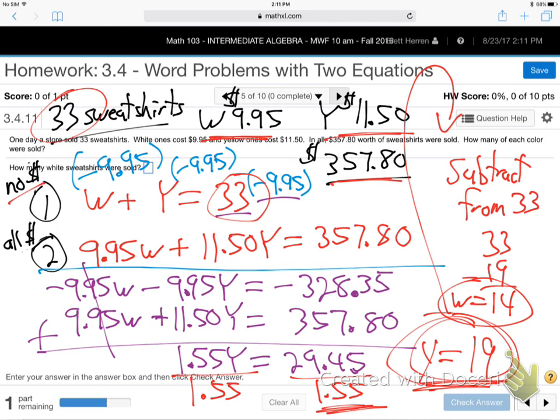So that's the first kind. We're going to do 3 kinds of word problems in this section. We're on a good time track. So the first kind is money problems.